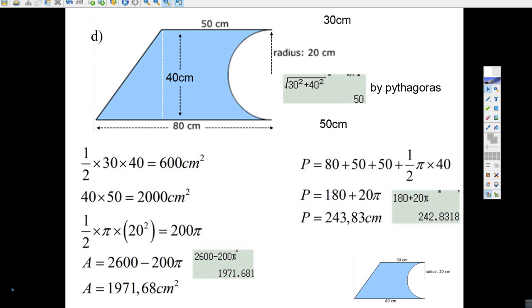Okay, this is a little more challenging composite area and perimeter problem. It's question D, and I'm just going to do the whole thing. Maybe you've tried it yourself, but let's just take a look at it. First, we've got this picture.